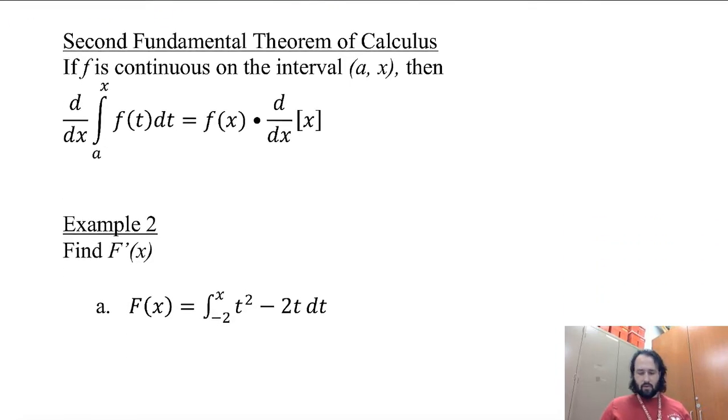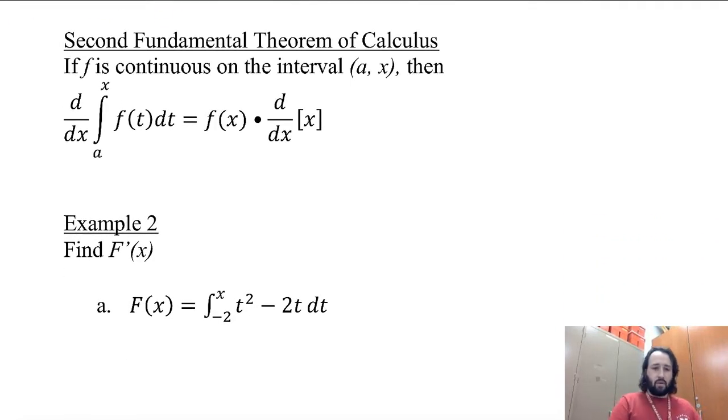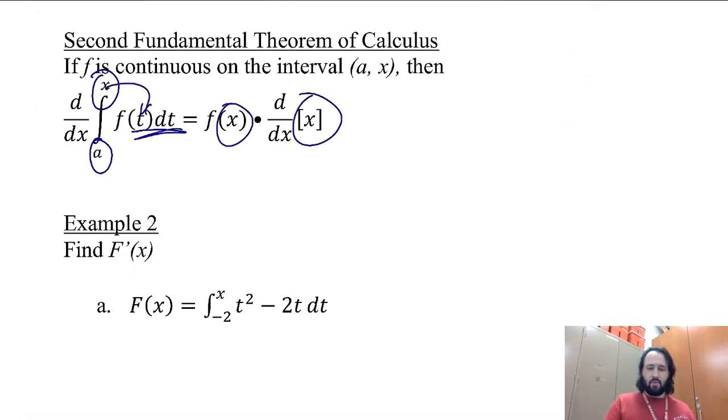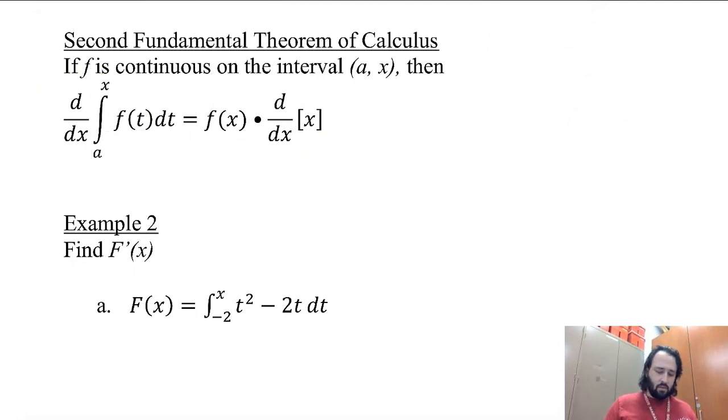All right, so now we're going to get into the second fundamental theorem of calculus. Essentially, what is happening here is that if I take the derivative of an integral, notice this is from a to x of some function of a different variable, it is equal to putting x in for that other variable and then taking the derivative of the x if I need to. So let's examine this a little bit more.